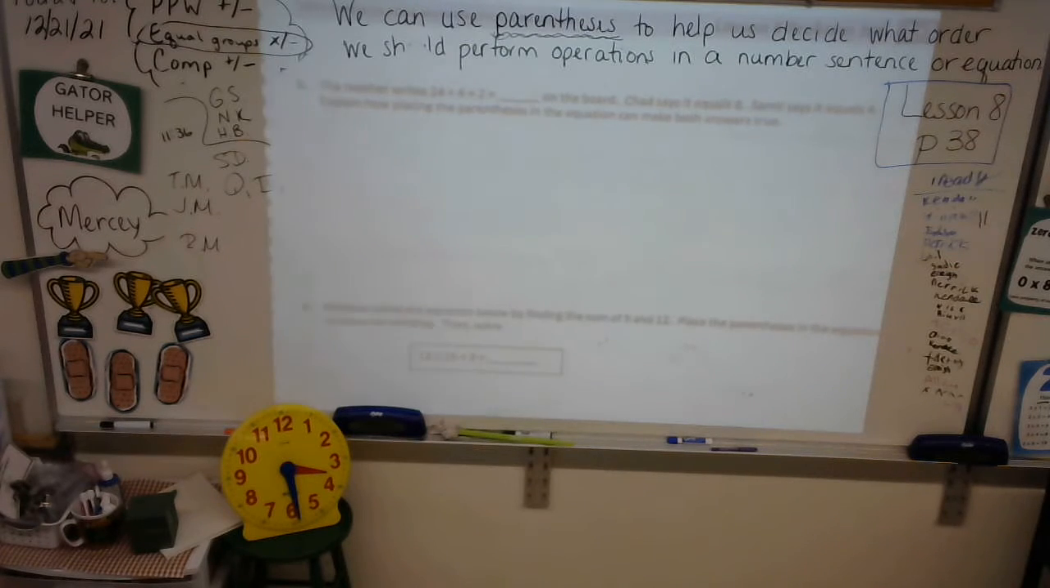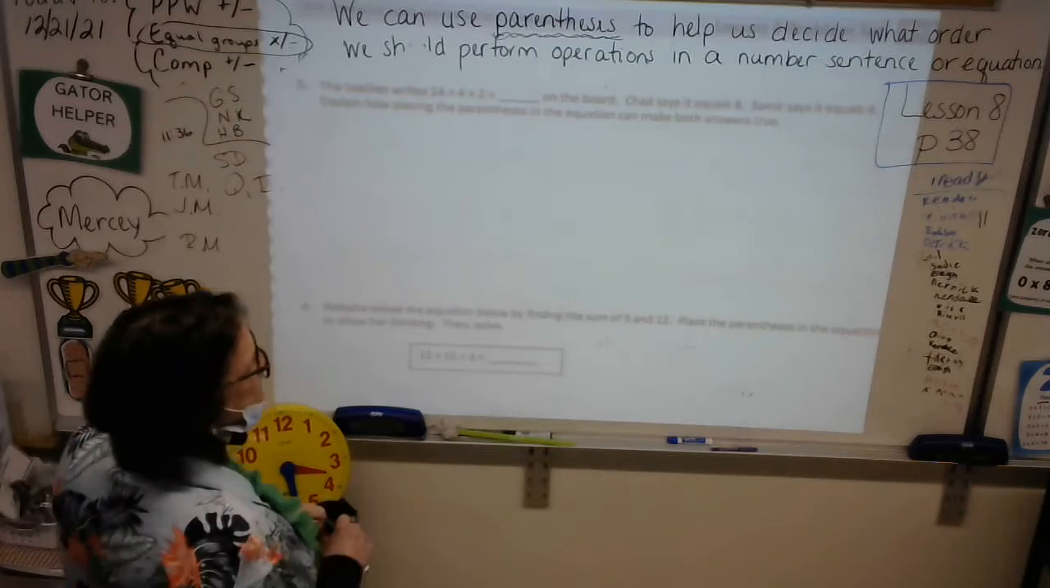It says the teacher writes 24 divided by 4 plus 2 equals blank on the board. Chad says it equals 8. Samir says it equals 4. Explain how placing the parentheses in the equation can make both answers true.